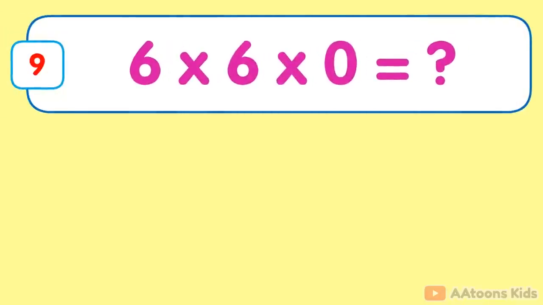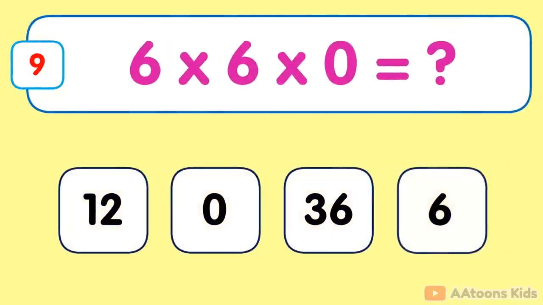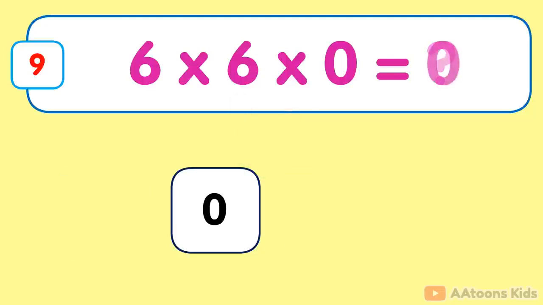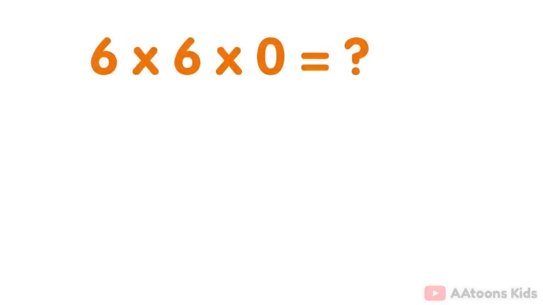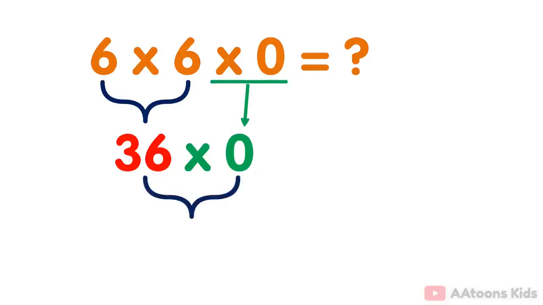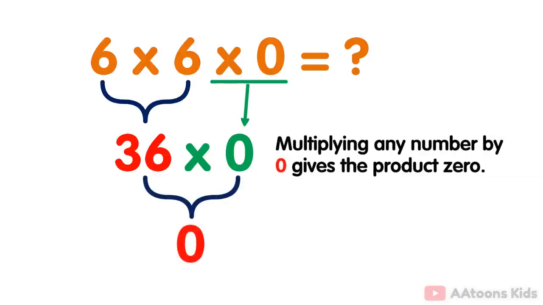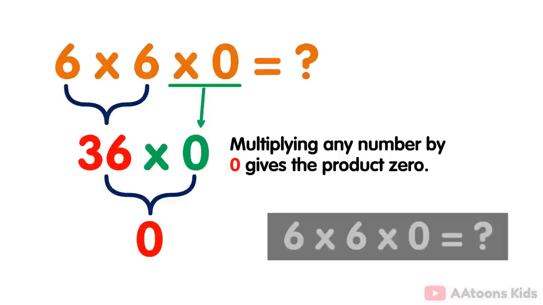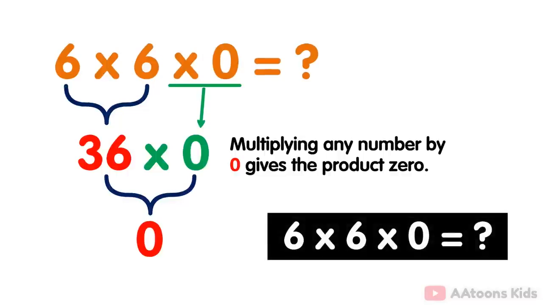6 multiplied by 6 multiplied by 0. 0. Simply multiply the numbers 6 and 6, which equals 36. Then you multiply the result 36 by 0. Multiplying any number by 0 gives the product 0. Therefore, the answer to 6 multiplied by 6 multiplied by 0 is 0.